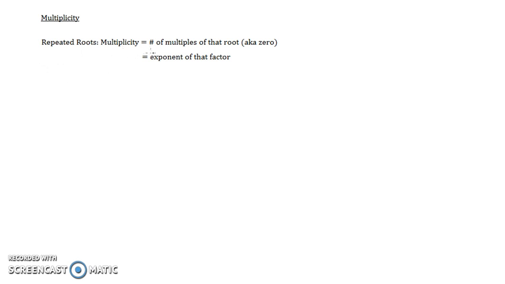So multiplicity is looking at the number of multiples of that root or zero or factor, which means we're looking at the exponent of that factor. Okay, so multiplicity is tied into the exponent. So if we have something like f of x equals x squared times x plus 2, we know what the zeros are from the last video, and let's see if we can figure out the multiplicity.